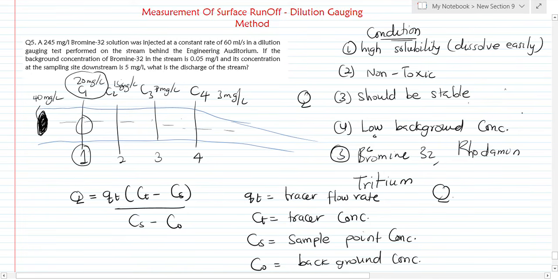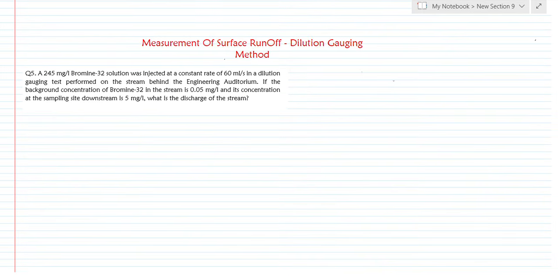Then Q is my stream flow rate, or what we call the discharge, and that is my runoff. So this is how we determine it. Now let's go into the question after the explanation. Let's see how to go about it.